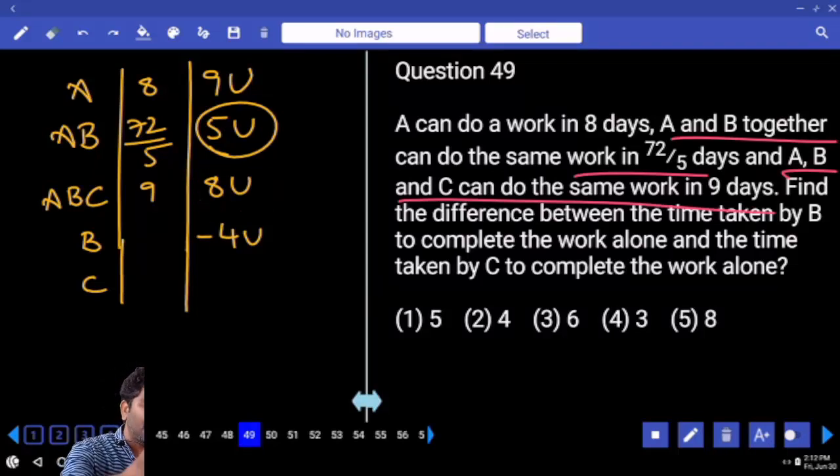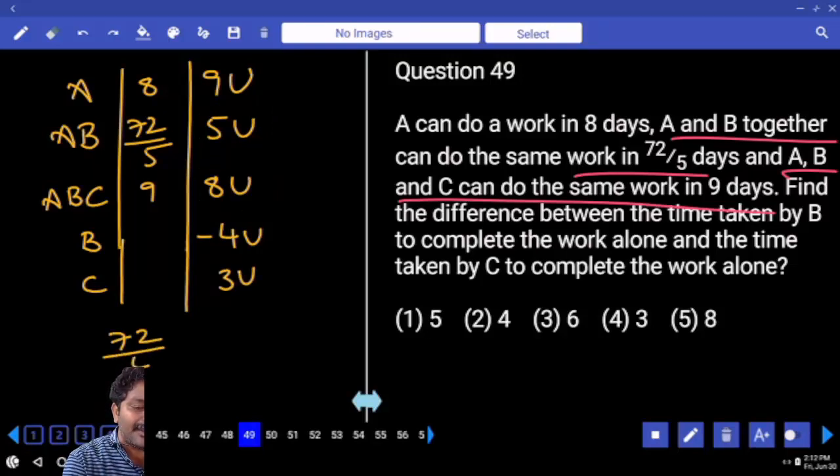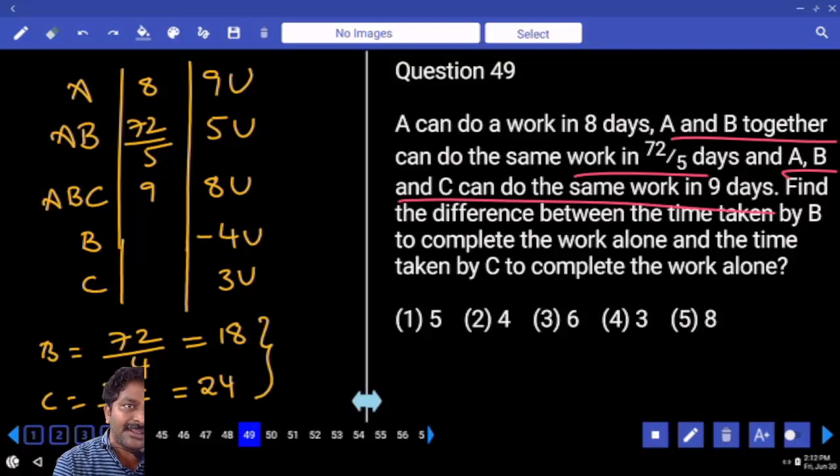Positive work or negative work? Positive work. That is 3 units. Time taken by B to complete the work is 72 by 4 only. Of course, he does negative work. Okay. How much is this? 18 days. Time taken by C to complete the work is 72 by 3, which is 24. And now the question is to identify the difference of time taken by B and C only. How many days is that? 6 days.